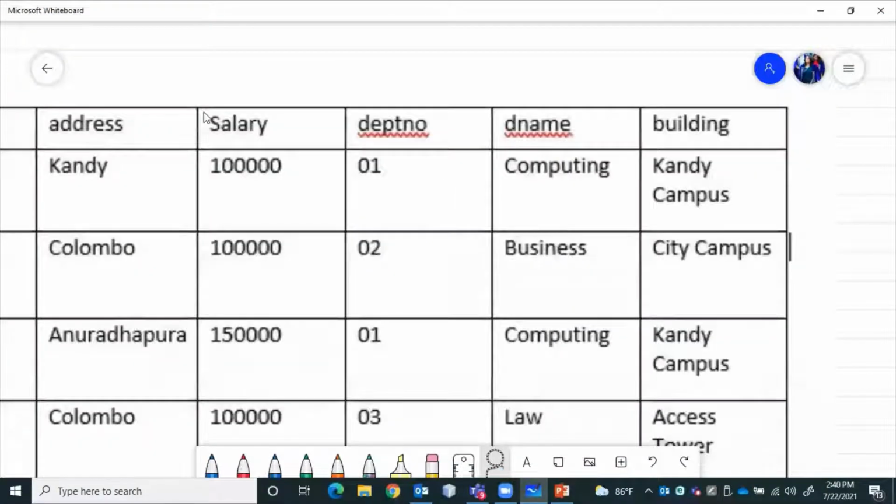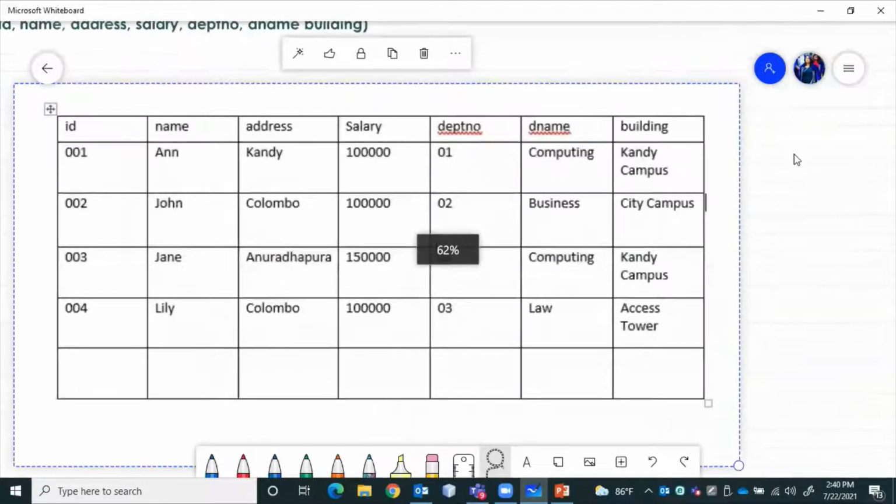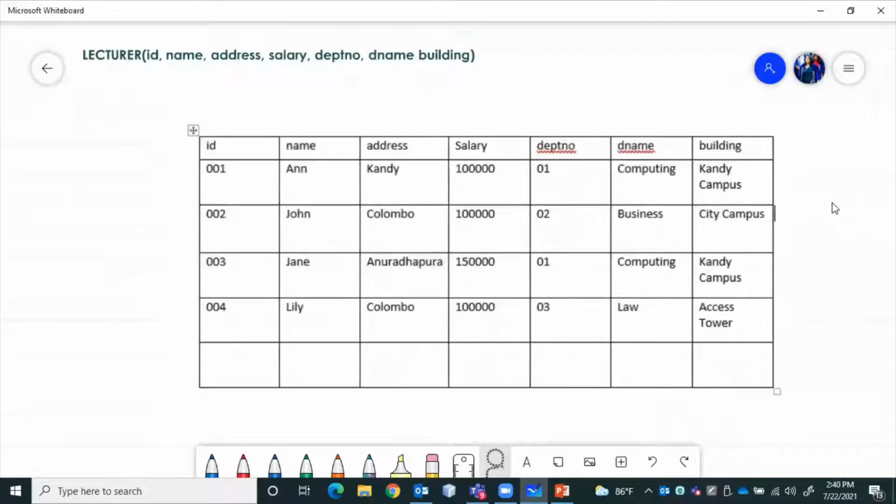Okay, so I have added sample data for this particular table. This table is inside the database, right? Here you can see ID, I have taken 001, and the name is Anne, Candy is the address, then salary, department number, department name, computing, and the building name is available.